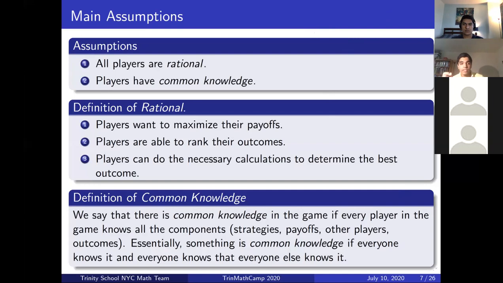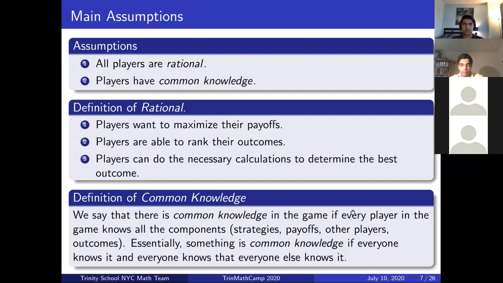And then the definition of common knowledge. I think this is one that maybe many people don't know about, and there definitely is a specific definition. So we say that there is common knowledge in the game if every player that's playing the game knows all the components: strategies, payoffs of each outcome, who else is playing, all the other players, and all the outcomes.